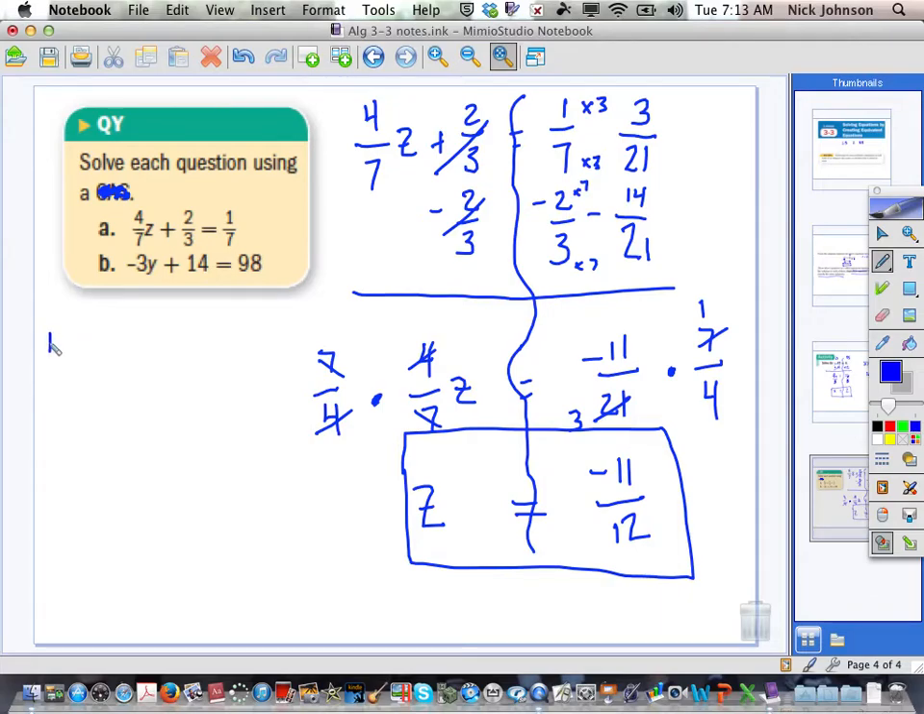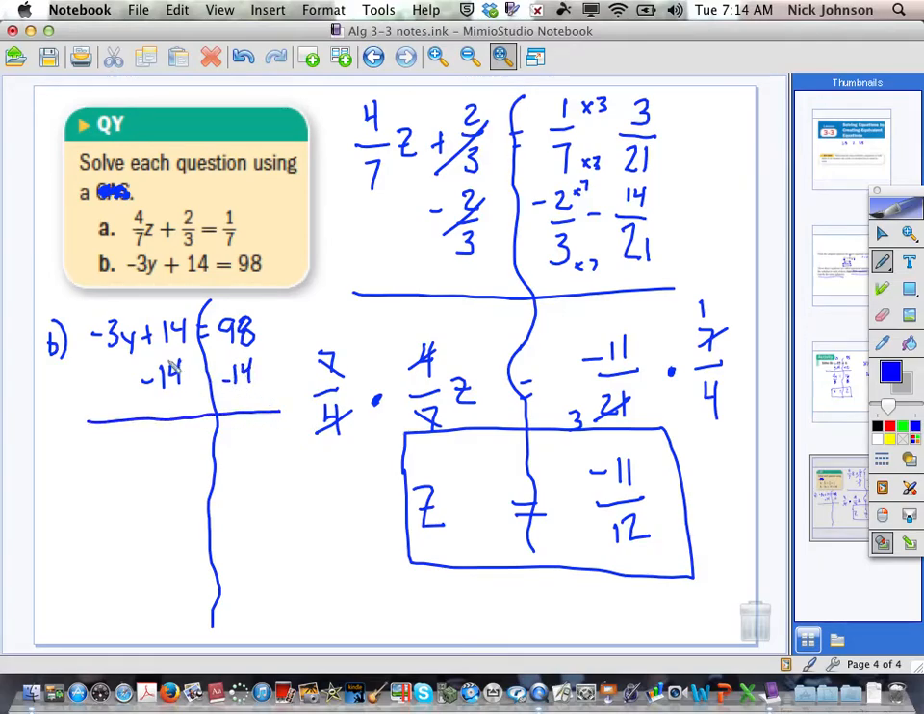Going on to B. Negative 3y plus 14 equals 98. Left side, right side. Variables on the left side. Got to remove everything else. The inverse of adding 14, subtracting 14. A negative 3y is equal to 98 minus 14 is going to give me 84.